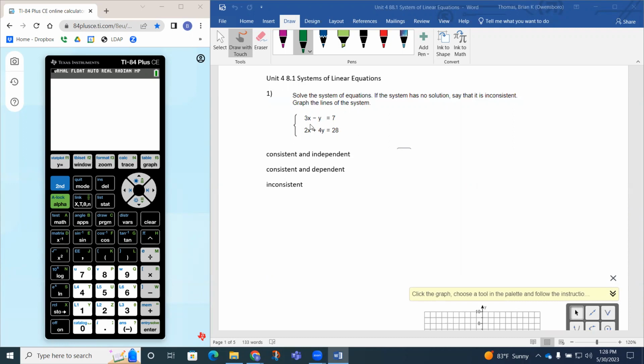So we're dealing with linear equations. So we just have a two-variable equation. And these equations do represent lines. So some vocabulary we have to get into is what we call consistent and independent, consistent and dependent, and inconsistent.